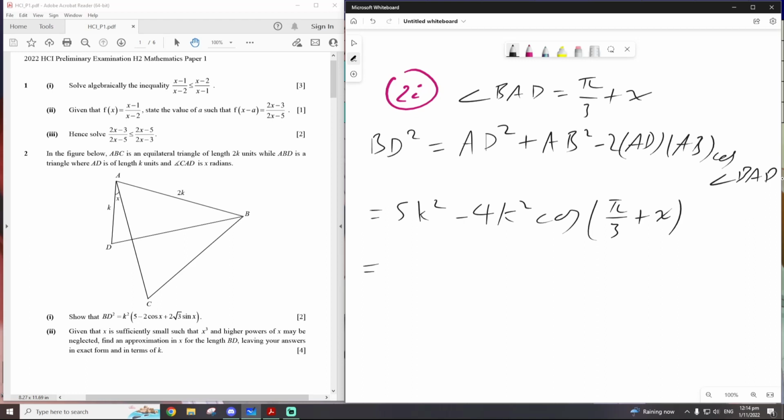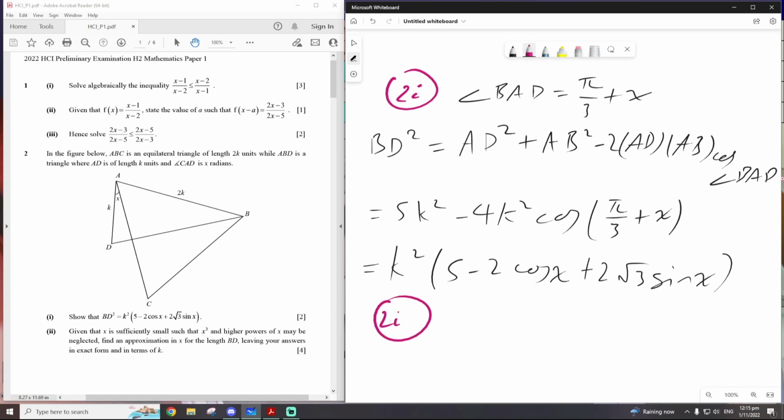Okay, one can factor out the k squared, and you will get 5 minus, okay, so expand this. Cosine of (pi over 3 plus x) is cosine pi over 3 cosine x, which is half, multiplied by the 4 outside. So we get 2 cosine x, and then sine pi over 3 is root 3 over 2 times 4 is 2 root 3. So we add a 2 root 3 sine x. The thing here is that the sine part will actually be negative, but it cancels out the negative at the front. So you get the desired result. Okay. For the second part, we are going to find the Maclaurin's for BD.